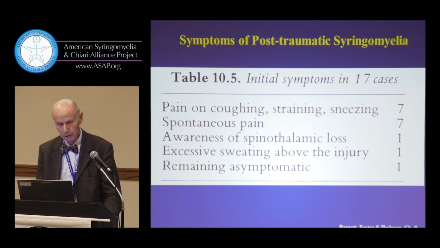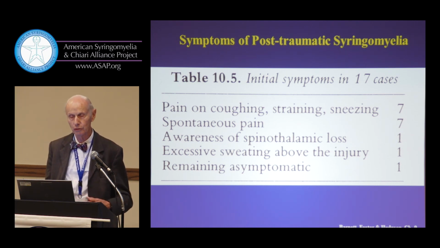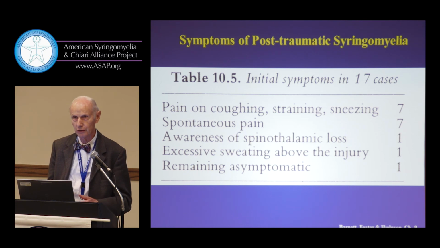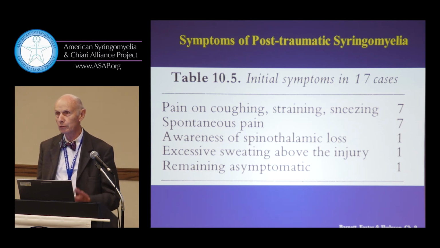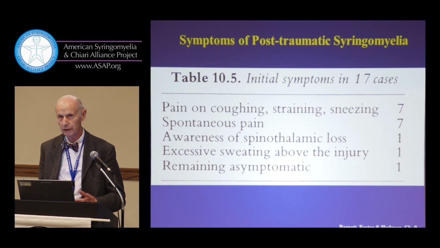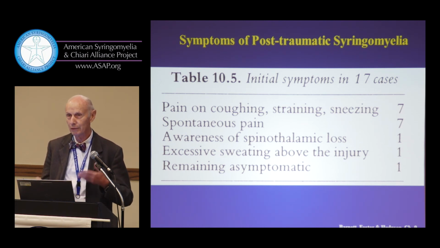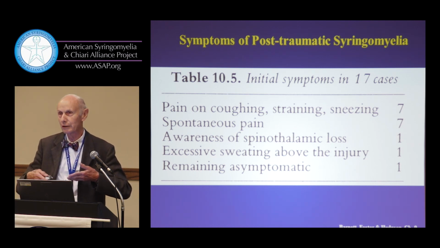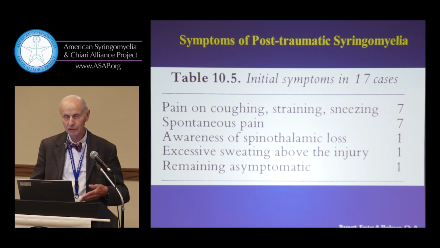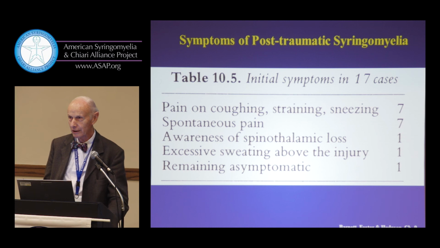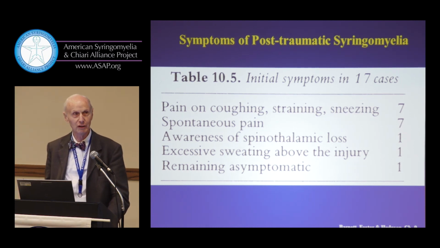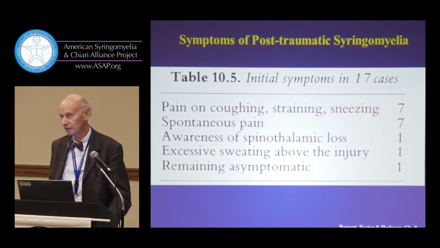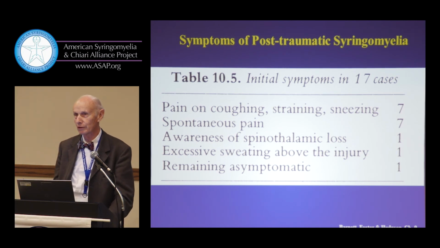The reason that people with this sort of injury may have excessive sweating above the injury is actually that they lose the ability to perspire below the injury. So for the body to maintain temperature regulation, the perspiration becomes limited to the area where innervation is intact and the person can perspire.